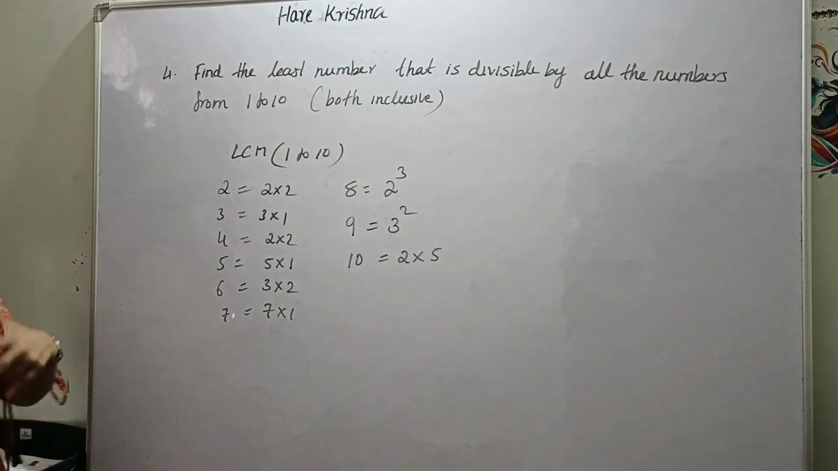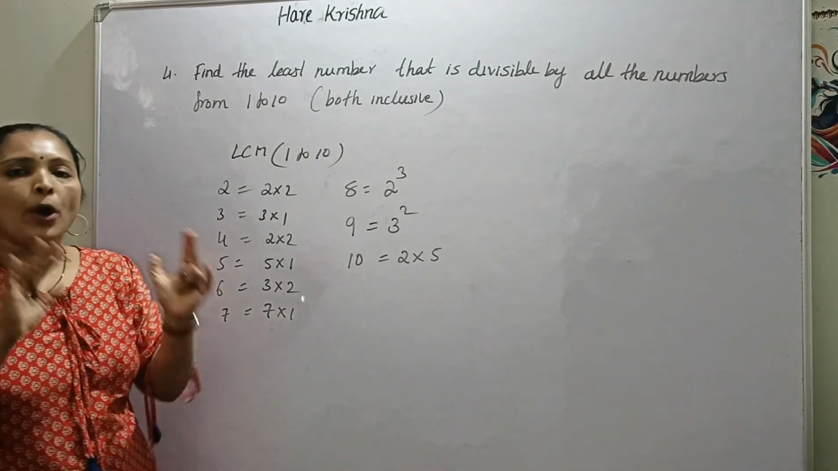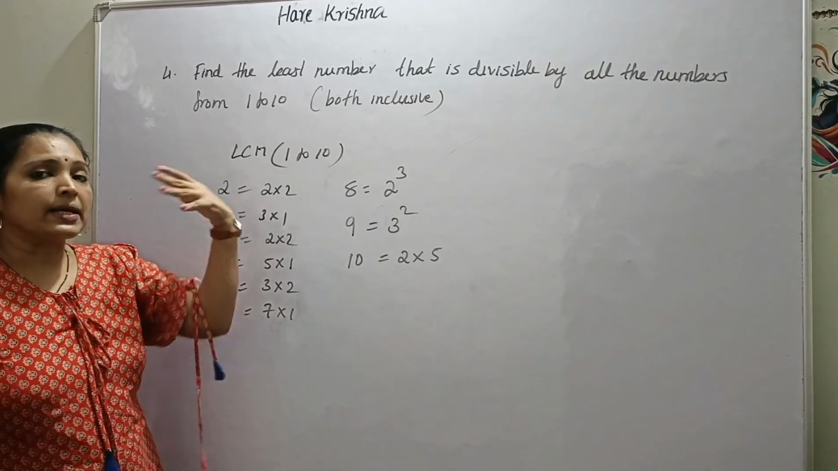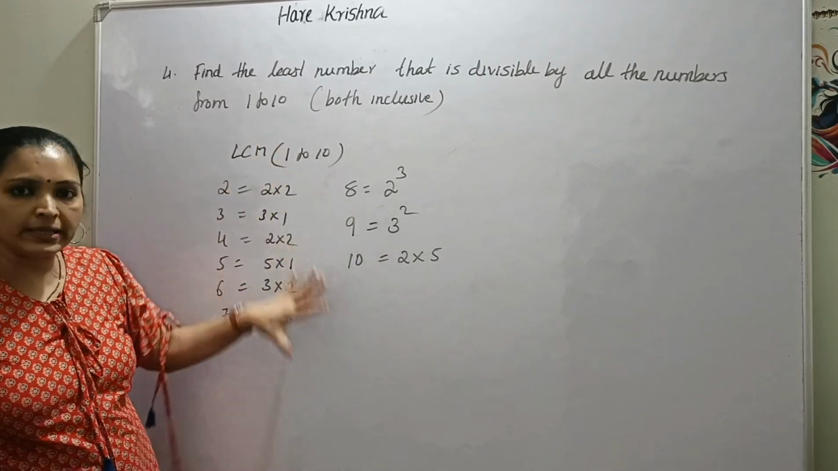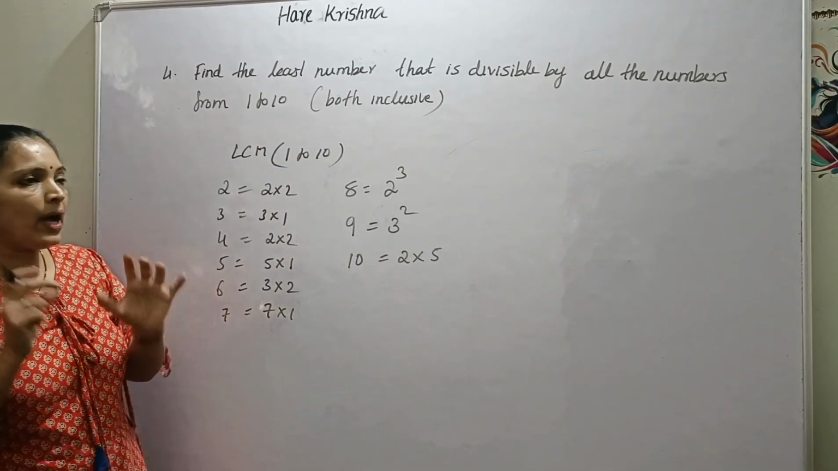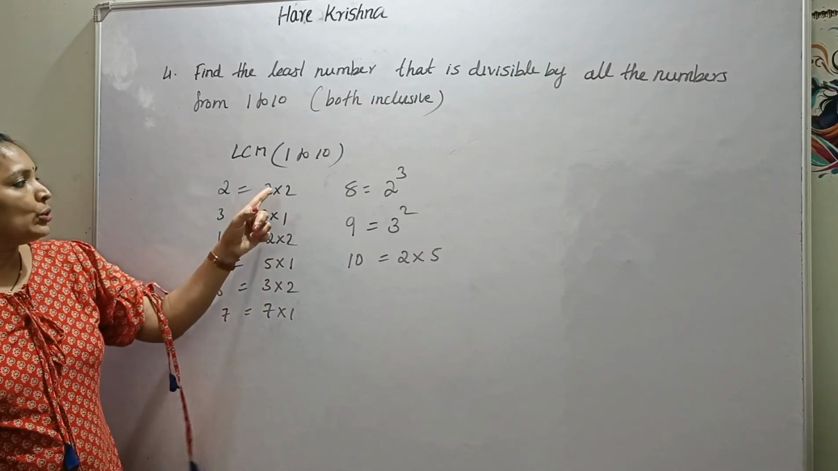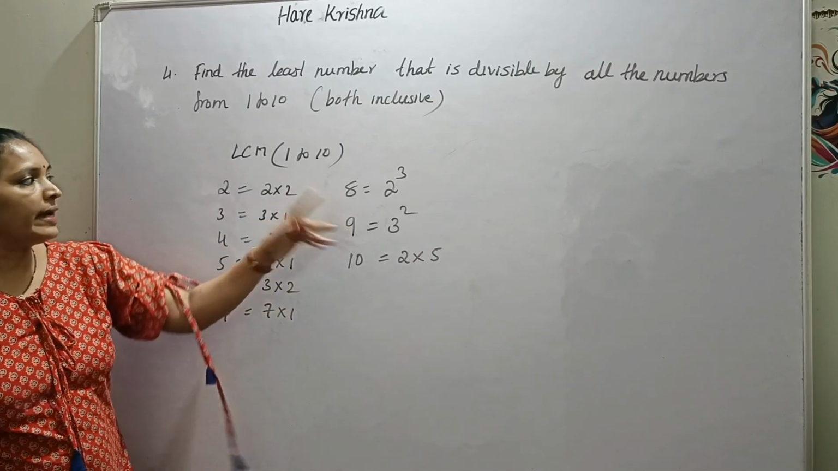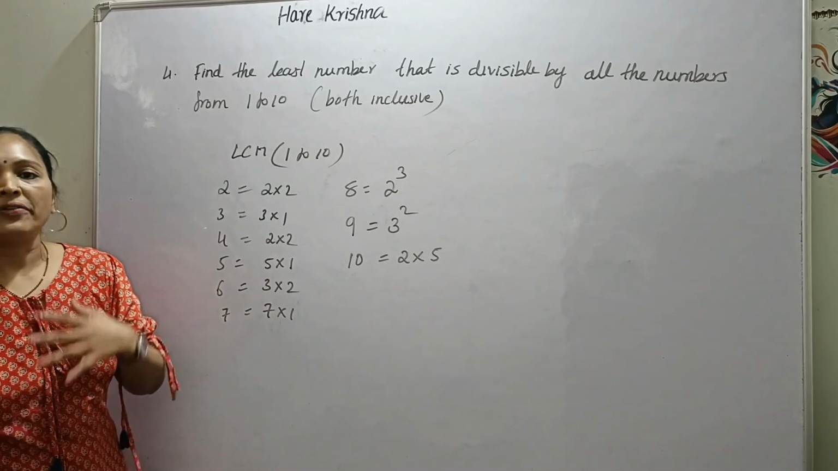Now, how to write the LCM? LCM is the product of the greatest power of each prime factor involved in these numbers. What are the prime factors involved in these numbers? 2, 3, 5, 7. Now, let's check the powers.